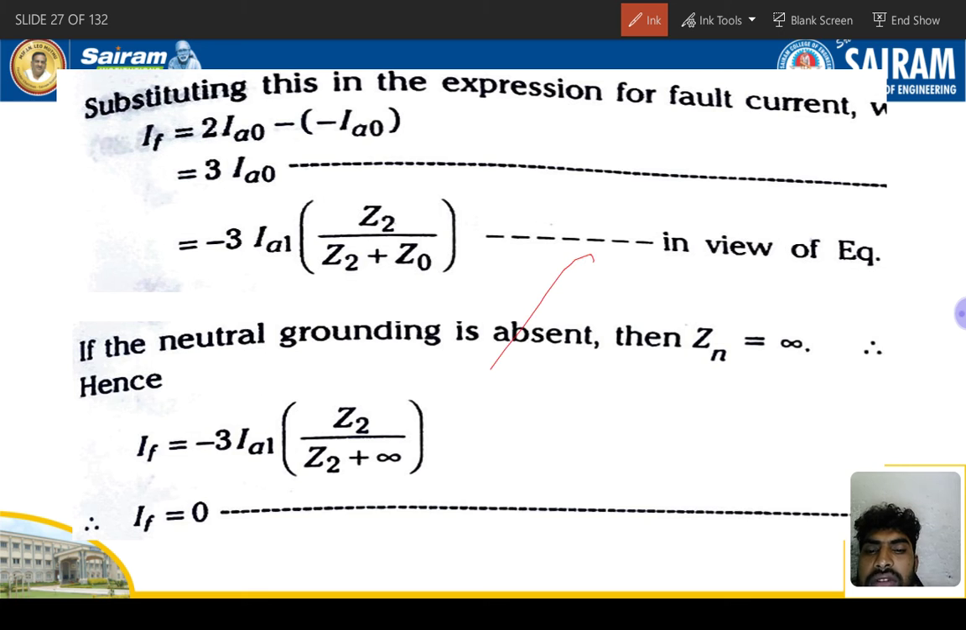If the neutral ground is absent, then Zn is equal to infinity. Neutral ground is absent, definitely Zn is equal to infinity. IF is equal to minus 3 I1 Z2 divided by Z2 plus infinity. So IF is equal to 0, right?